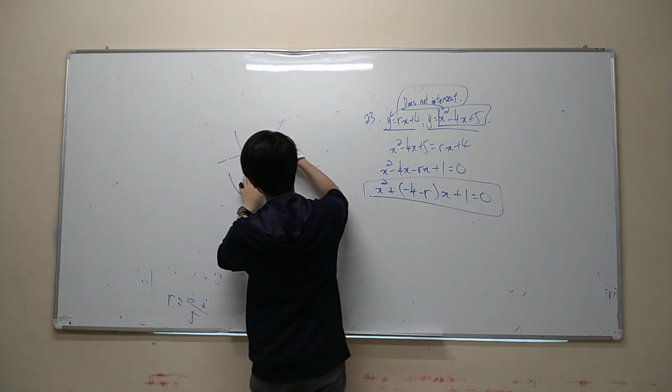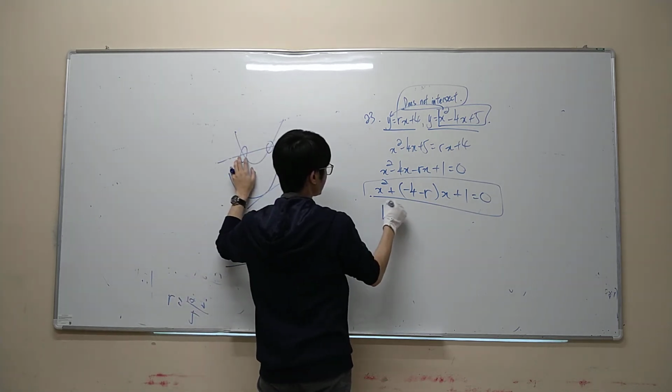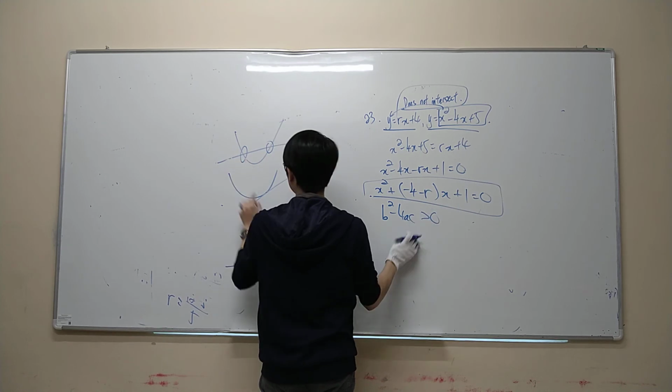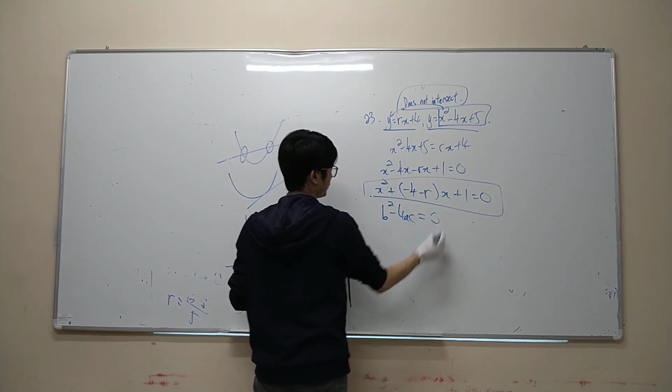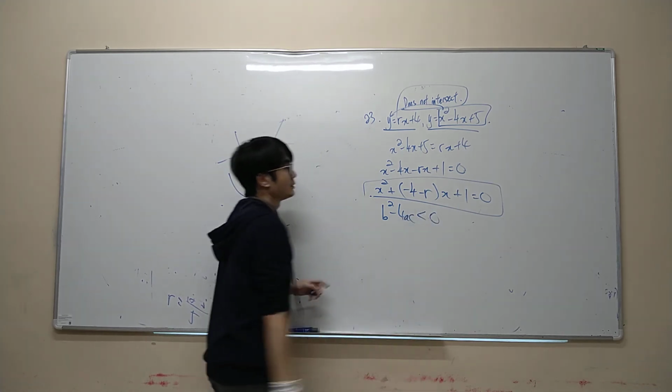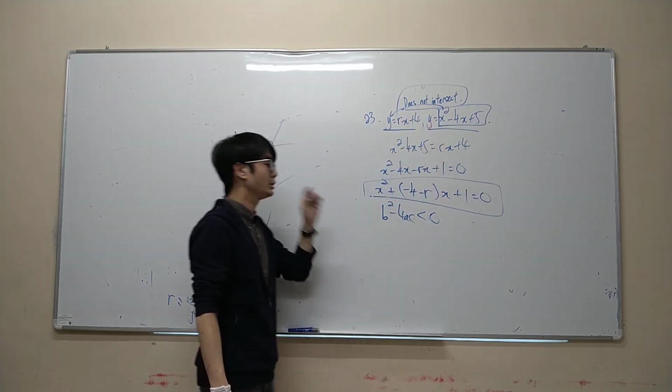You look at how many points. Kalau intersect 2 points, you do b squared minus 4ac bigger than 0. Kalau 1 point, you do 0. Kalau tak intersect, you do smaller than 0. Because they say does not intersect. So I do smaller than 0.